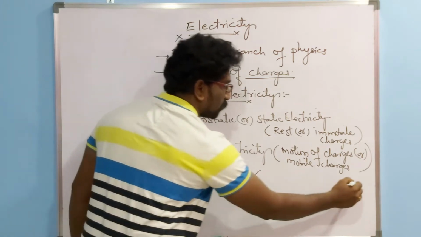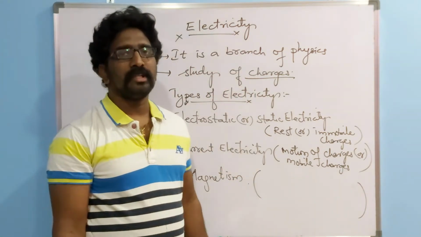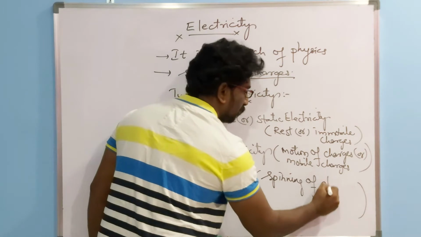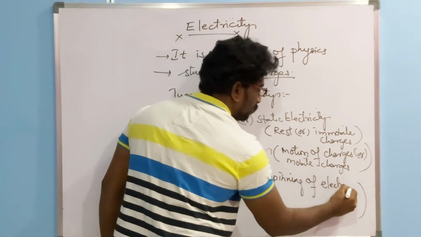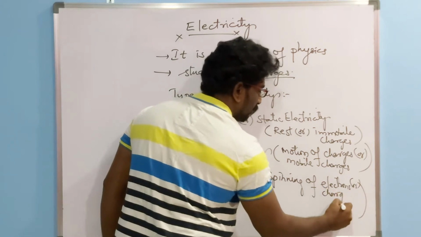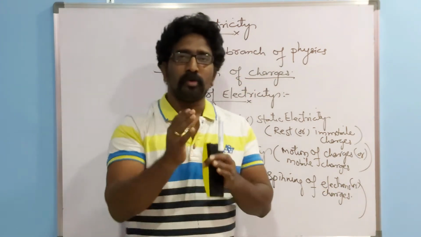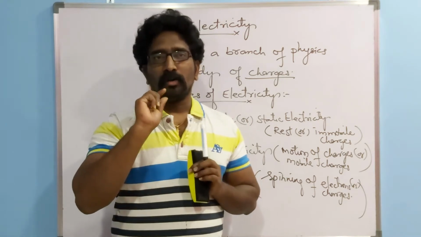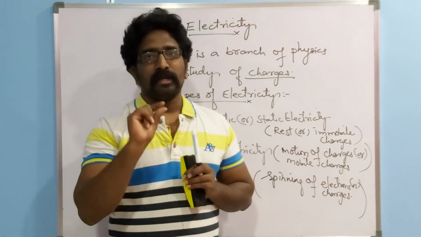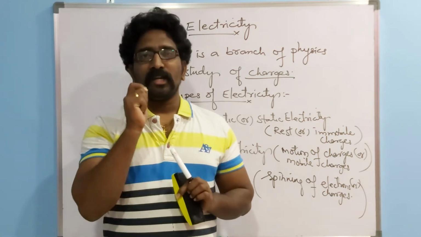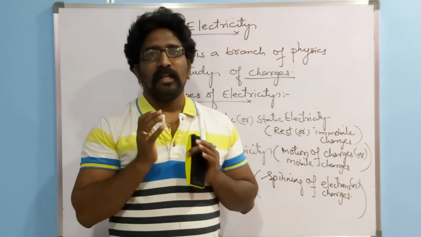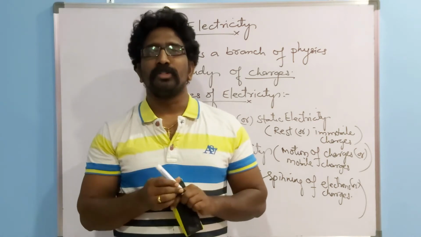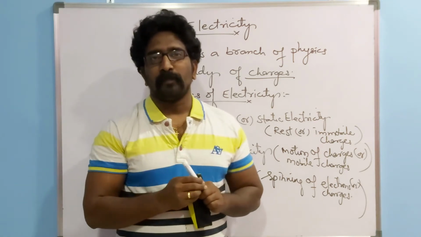Then the third kind of electricity is called magnetism, and this electricity is mainly due to spinning of charges, electrons or else charges. Whenever an electron is moving from one point to another, it doesn't move in one particular direction, but at the same time it also rotates or spins on its own axis. Whenever it spins on its own axis, definitely a magnetic dipole is formed. If all the moving electrons are spinning on their own axis, they will produce magnetic dipoles.